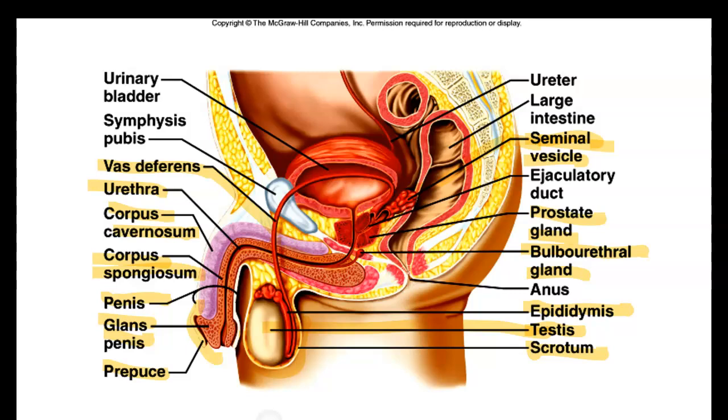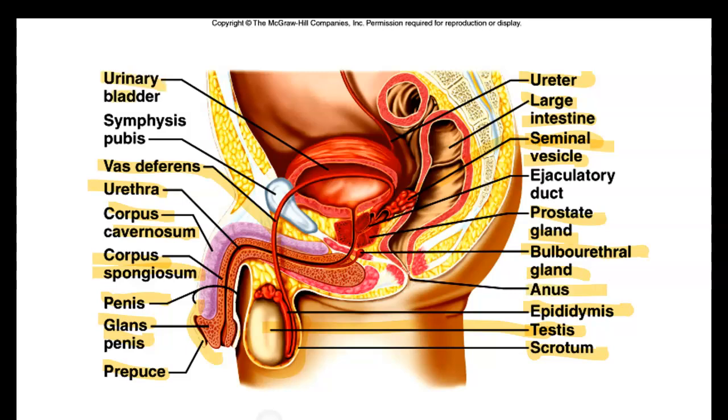Now there are some other things here that are going to be part of other systems. For example, you see the ureter, which, if you remember back from the last unit, is going to take urine from the bladder down to the urethra and exit through the body. Of course, you see portions of the large intestine there as it's going to exit the body through the anus, and that's how the fecal matter comes out.